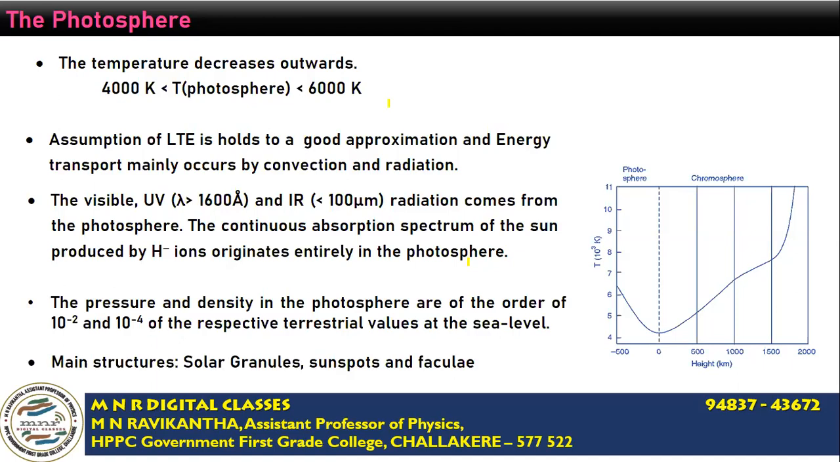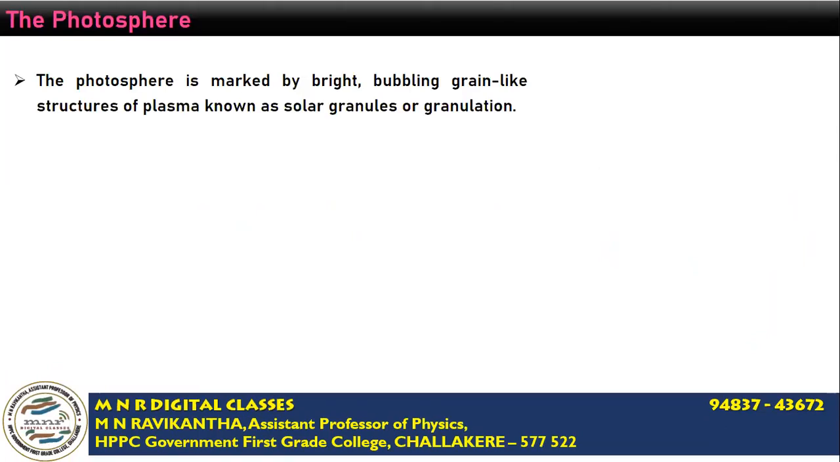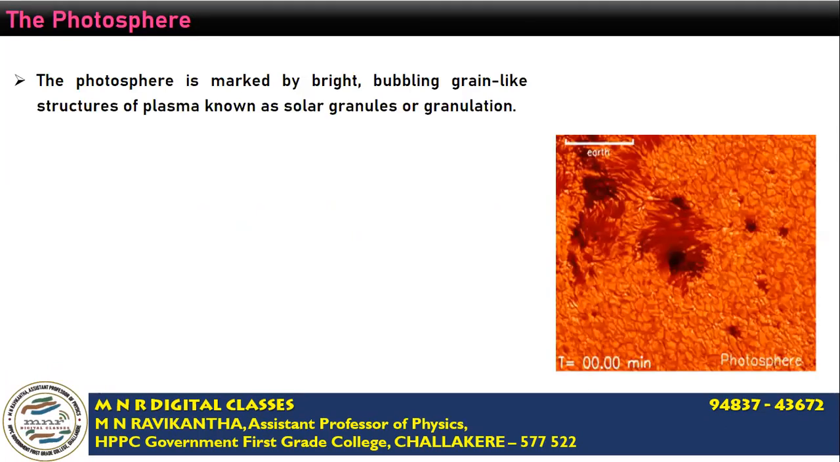The main structures we observe in the photosphere include formation of solar granulations, formation of sunspots, and formation of faculae. Now, observe the figure. This represents the photosphere of the solar atmosphere. The photosphere is marked by the bright bubbling grain-like structures of plasma. These structures are known as solar granules or simply granulations.